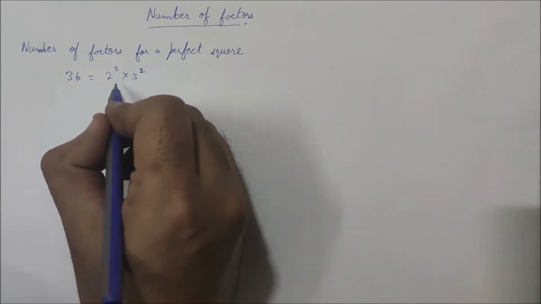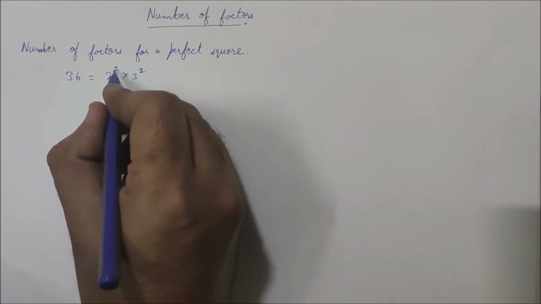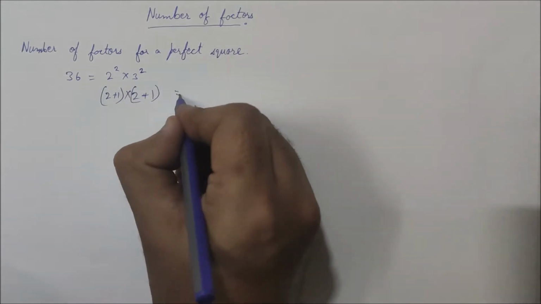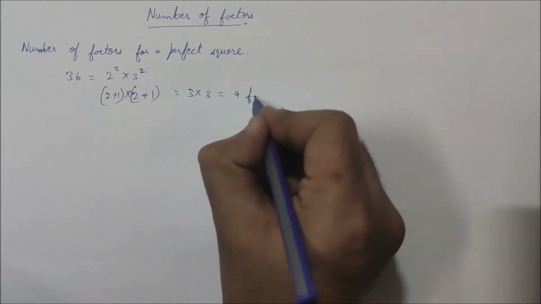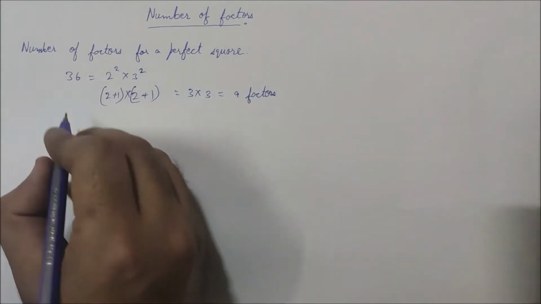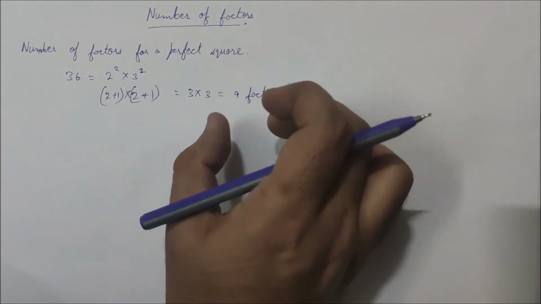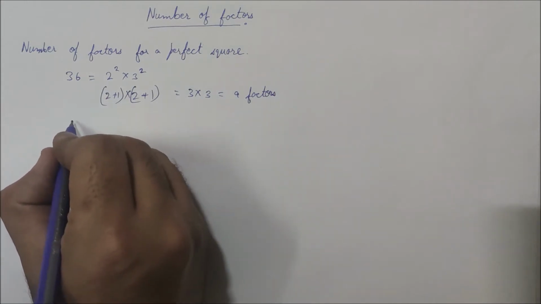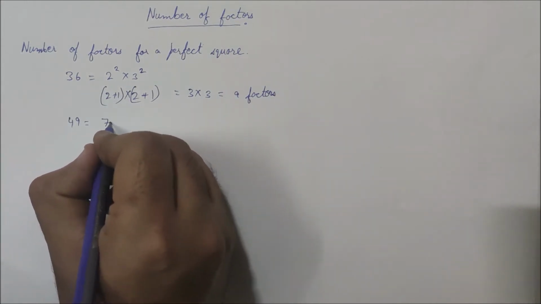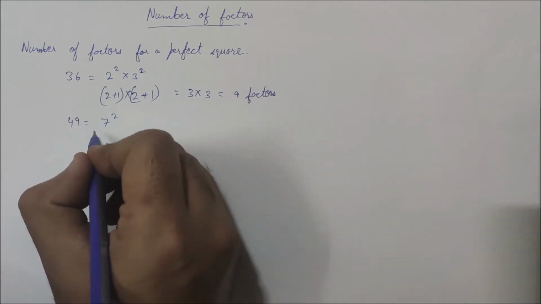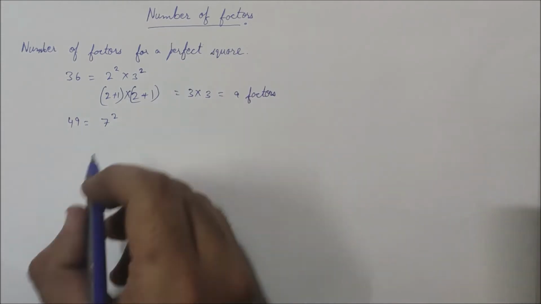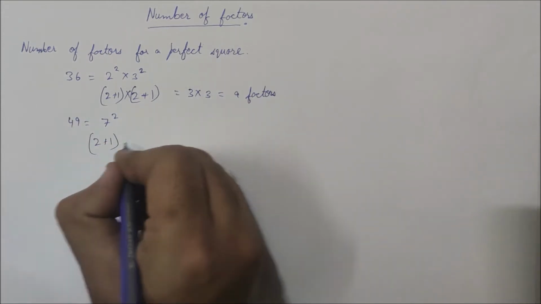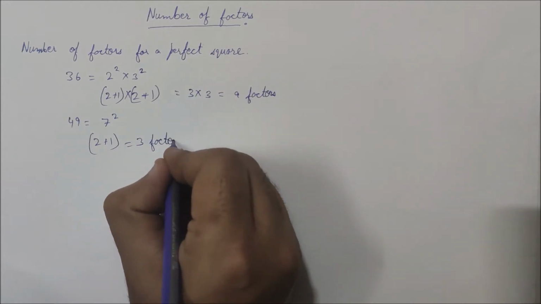If I try to calculate the number of factors, I'll add a 1 to this 2, so 2 plus 1, and 2 plus 1 over here also, and then multiply. So it is 3 into 3, so there would be 9 factors for 36. Now let us take another perfect square and see what kind of similar observation we can make. Let's take 49. So 49 is 7 square. 7 is itself a prime factor, so the prime factorized form would be 7 square itself. So the number of factors would be 1 more than 2, right? So I'll add 2 plus 1, which is 3. So 3 factors are available for 49.